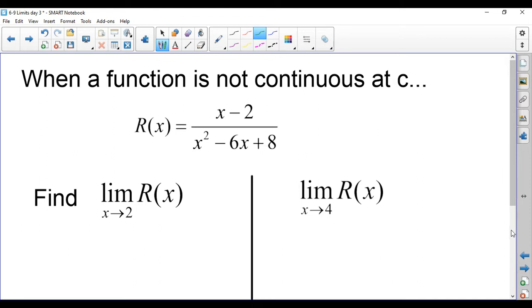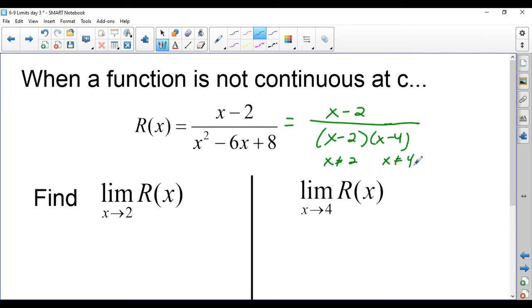What happens when it's not continuous at c? So here I have the function r of x equals x minus 2 over x squared minus 6x plus 8. Let's factor this denominator. This is x minus 2 and x minus 4. So this function is undefined at 2 and at 4. Now, there's two different things happening at those points, because we see that these x minus 2's will cancel, and the function simplifies to 1 over x minus 4, but still undefined at 2 and 4. Depending on what the behavior is, we'll have something different happen at the limit.